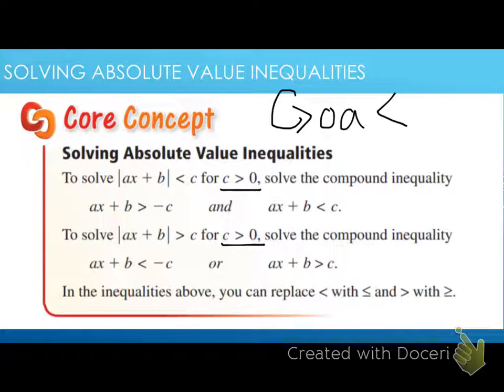Everyone got it? Like I said, you're going to write goal at the top of your assignment, top of tomorrow's assignment, at the top of your test next week. That way you know if it's going to be and or it's going to be or. Okay? Any questions on this before we jump into our examples? All right.